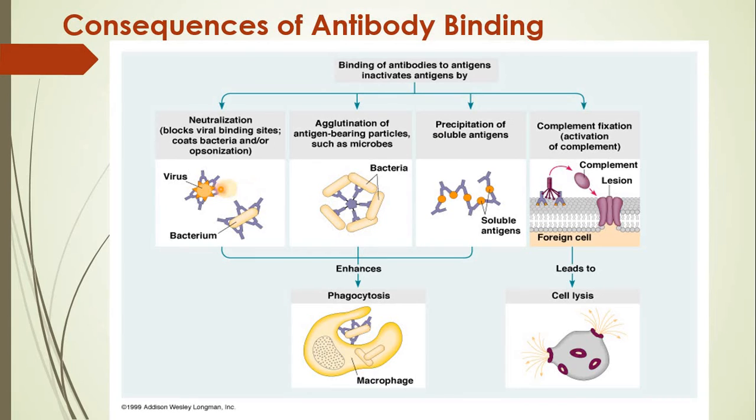Whenever there is neutralization, agglutination and precipitation, this will enhance the activity called phagocytosis, as a result of which the antigen will be nullified, or it can be removed, or it could be brought to lytic action, and this is done by a large number of macrophages, dendritic cells, natural killer cells and so on.